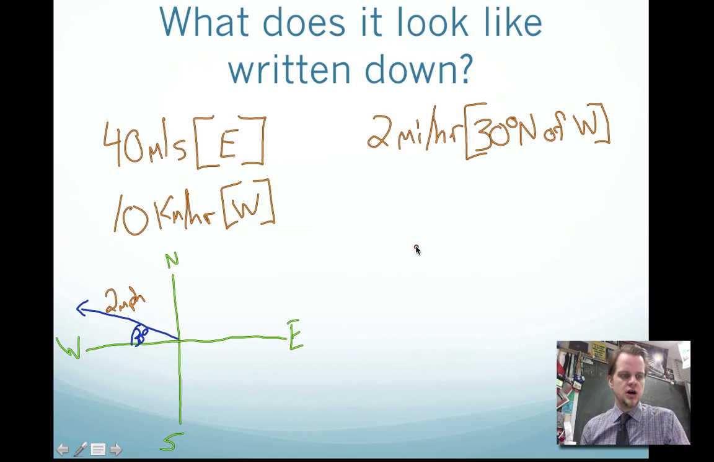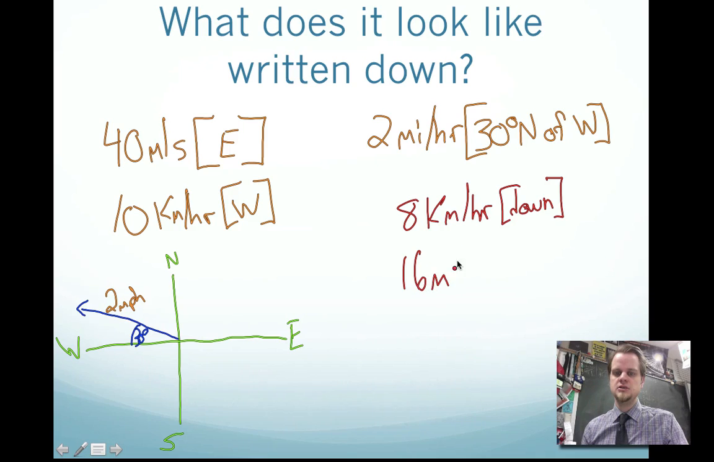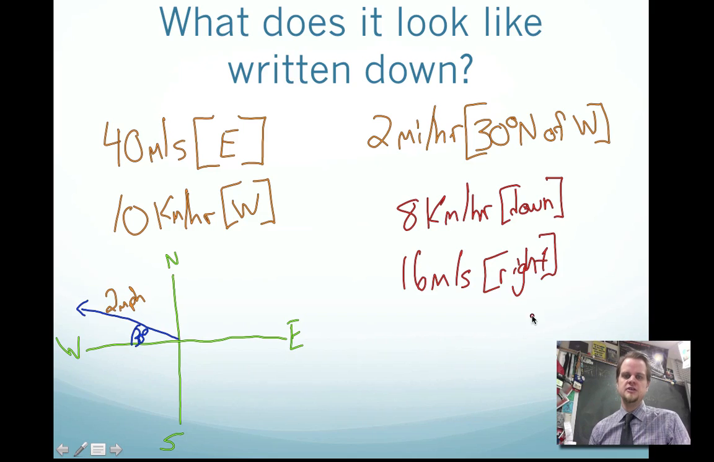But other examples could be, let's say, 8 kilometers per hour down, or maybe 16 meters per second to the right. Okay? The key is you have your magnitude and your direction. You've got your magnitude here and your direction in brackets. That's what makes this velocity and not speed.